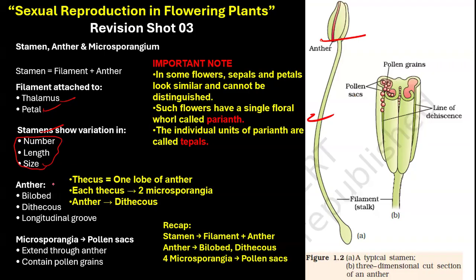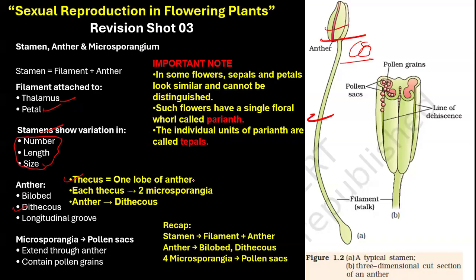Then a typical angiosperm anther is bilobed. There are two lobes. You can see here in this, there are two lobes, like this in a typical anther. So if we talk about the term thecus, it's called dithecous. Thecus means one lobe of the anther. So it has two lobes. That's why it's called dithecous.